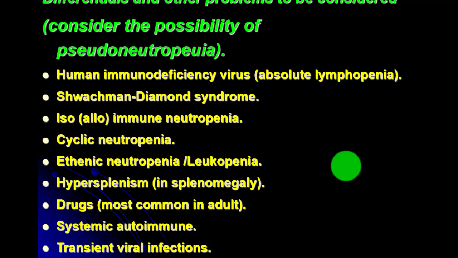Differentiation. Other problems to consider are the possibility of pseudoneutropenia, human immunodeficiency virus, absolute lymphopenia, isoimmune neutropenia, cyclic neutropenia, ethnic neutropenia, hypersplenism. Drugs are most common in adults; also systemic autoimmune disease and transient viral infection.